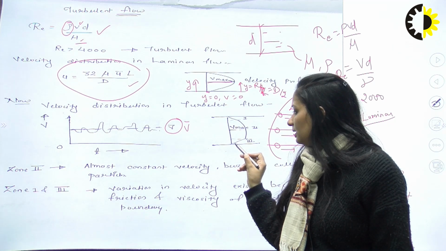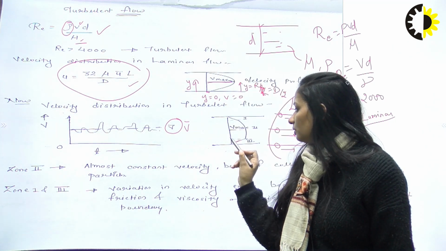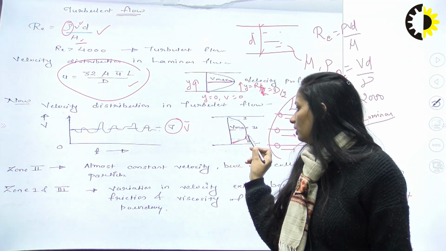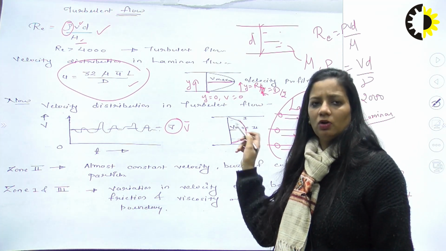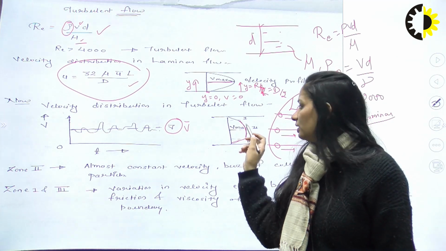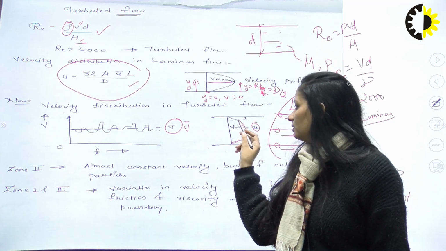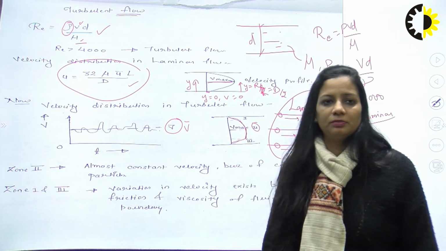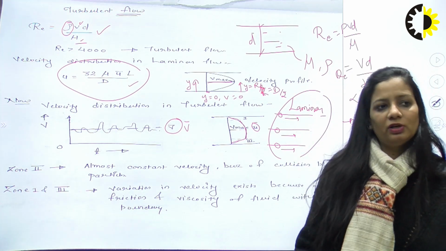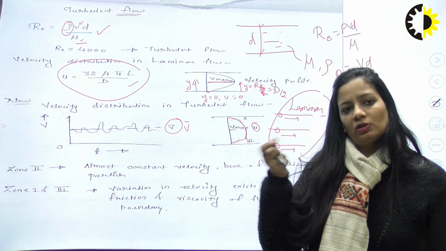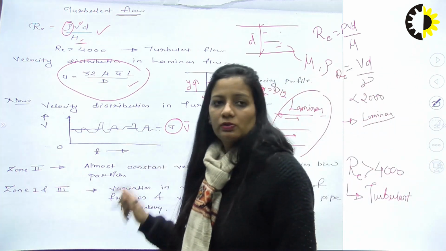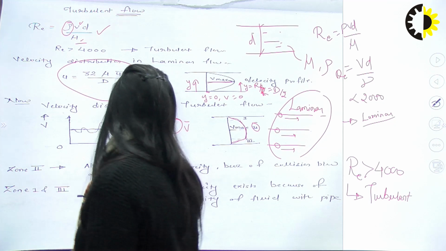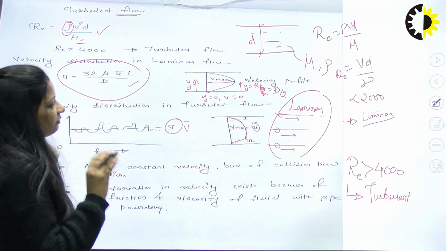Here you can see a straight line. Then again almost a constant velocity is achieved here in zone number 2, and again there is a straight line. So we are going to discuss what zone number 1, zone number 2, and zone number 3 are. Here it is also written that zone number 2 has almost constant velocity because of the collision between the particles.